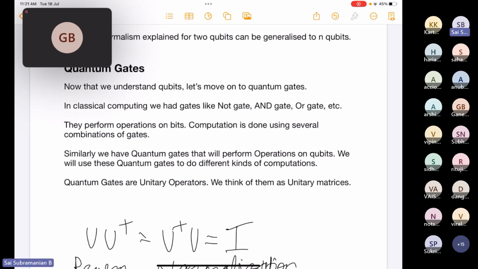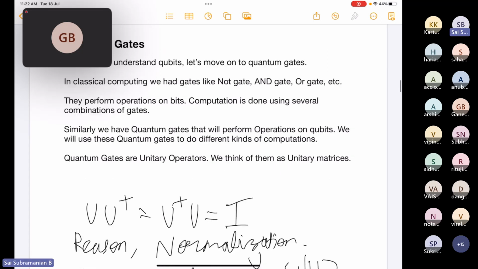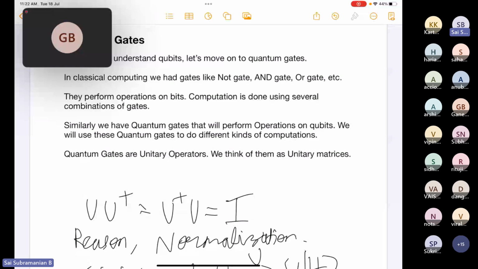Similar to classical gates, we have quantum gates that will perform operations on qubits. And we'll use these quantum gates to do different kinds of computations. So what are quantum gates? Quantum gates are unitary operators. Reminding you of operators from our previous session, the short memory for us is that they are matrices that take us from one vector to another. Operators or linear maps or whatever we call them are matrices that take us from one vector to the other. So you can think of quantum gates as unitary matrices.